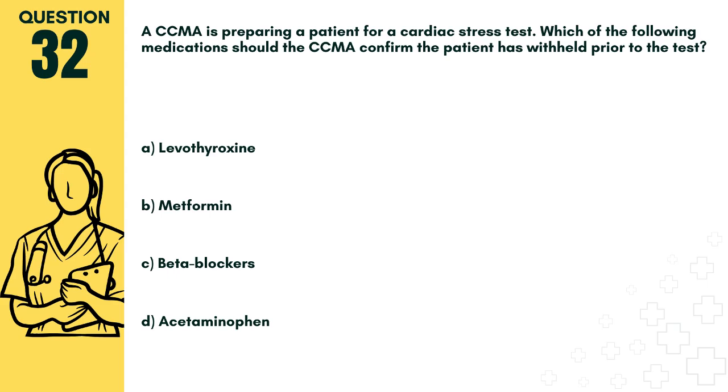Question 32. A CCMA is preparing a patient for a cardiac stress test. Which of the following medications should the CCMA confirm the patient has withheld prior to the test? A. Levothyroxine. B. Metformin. C. Beta blockers. D. Acetaminophen.